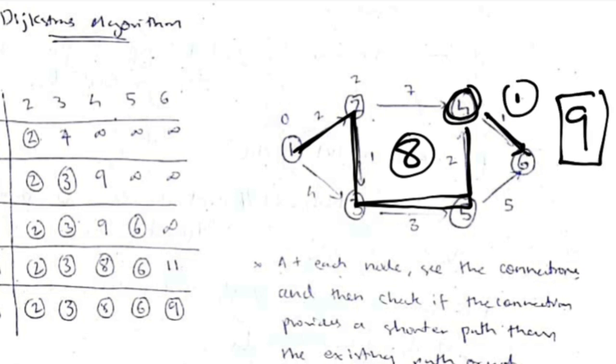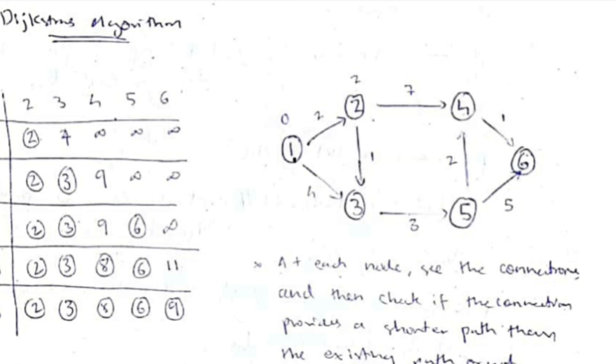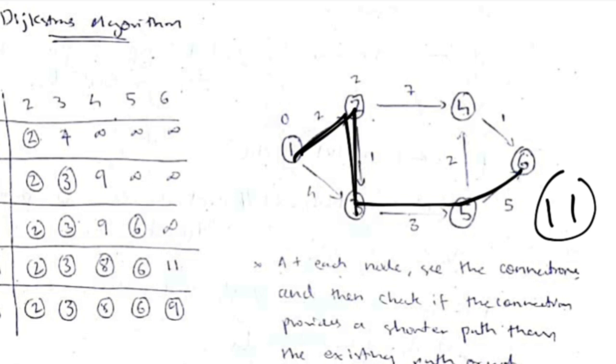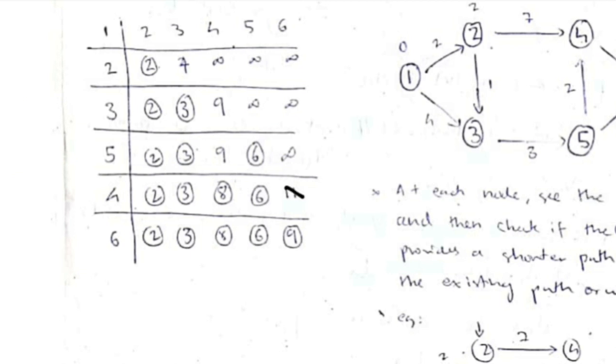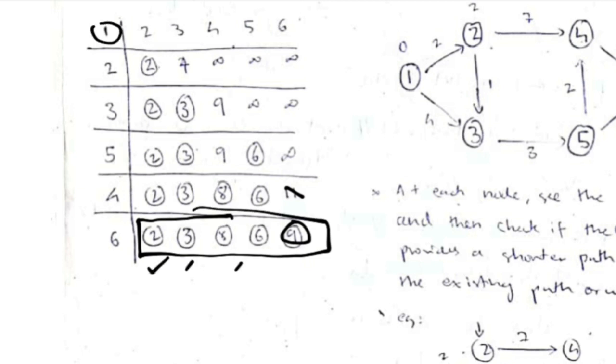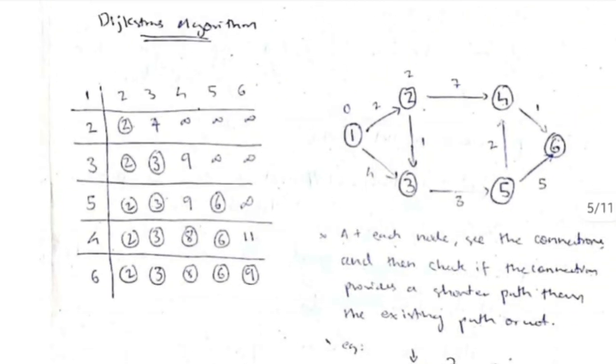So 9 is shorter than this path. Through 5 it was 11, through 4 it is 9. So this one is shorter, so I'll be cutting here 11 and writing 9. So at the last step we got all the nodes from 1 with the shortest path. Okay, so this is the Dijkstra algorithm.